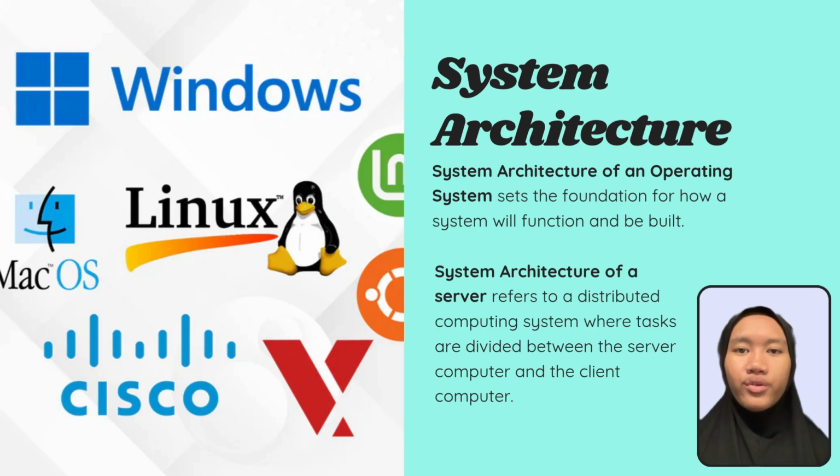So the first part of the video is where I'll be talking about system architecture. There's a difference between system architecture of an operating system and system architecture of a server. System architecture of an operating system sets the foundation for how a system will function, whereas system architecture of a server refers to a distributed computing system where tasks are divided between the server computer and the client computer.